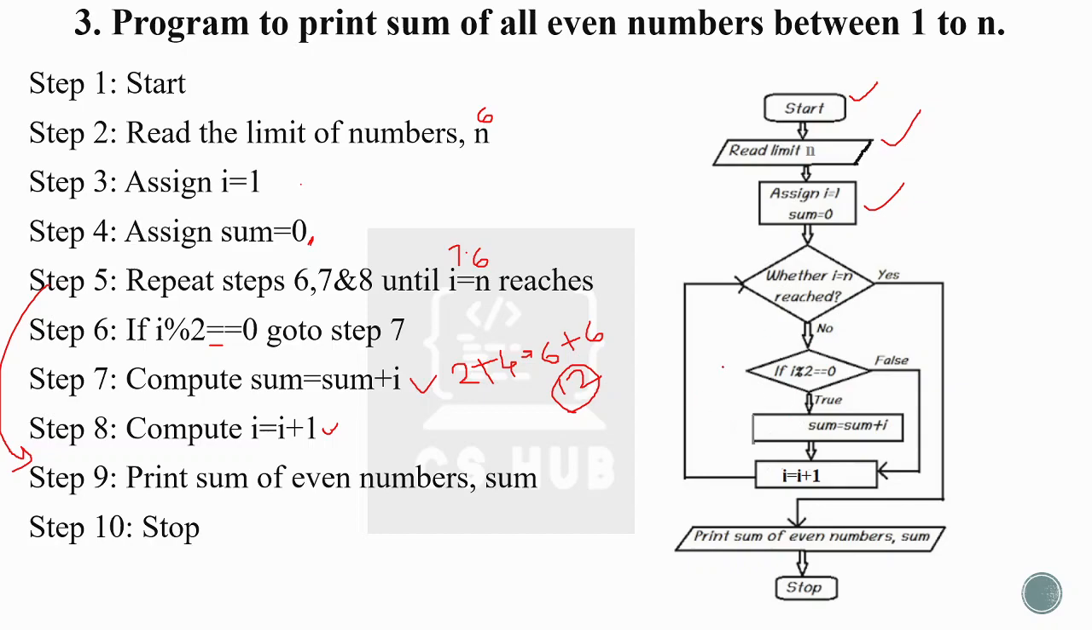First operation is if I percentage 2 equal to 0. If it is true, that's an even number, so we can add that number. So sum is equal to sum plus I. Then after, I increment: I is equal to I plus 1. If it is false, which means that's an odd number, so we can just increment I. For that, this is the connection. If it is false, then jump to this step, I is equal to I plus 1. And after I got incremented, it will check whether I reaches n. For that, this is the loop.